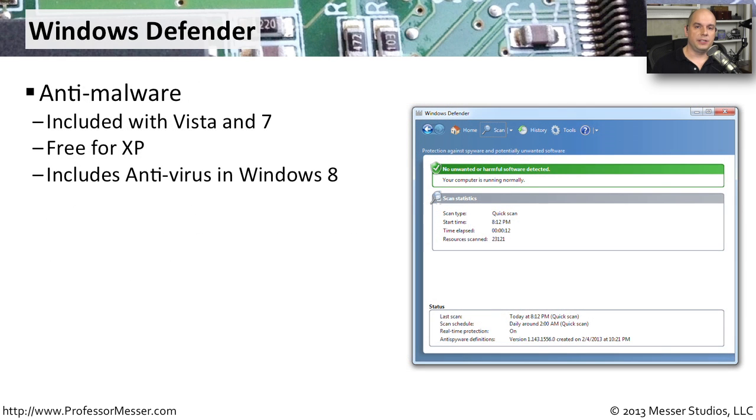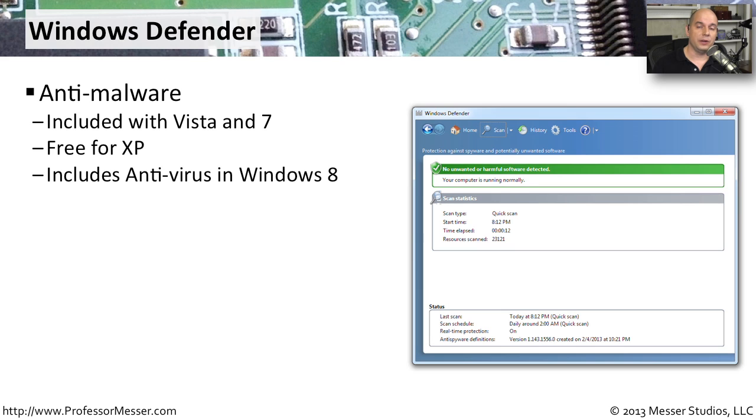When running any operating system, we're certainly sensitive to security and making sure that our data is protected. There is an anti-malware program called Windows Defender that comes absolutely free with Windows Vista and Windows 7, and you can download it and use it in Windows XP as well.